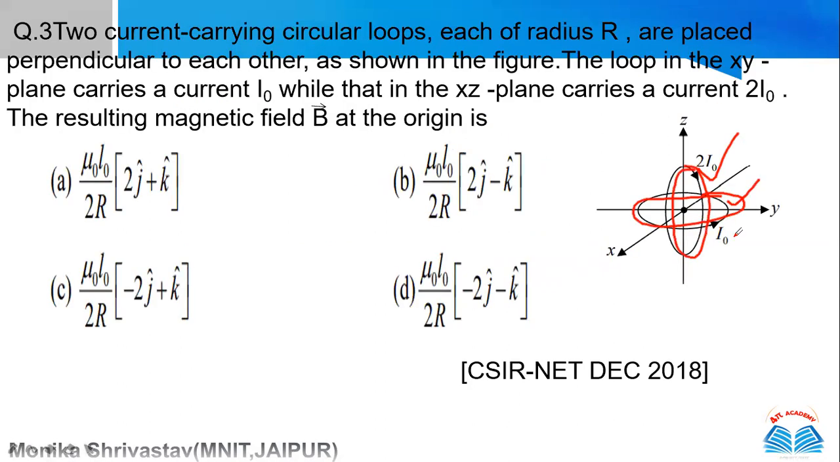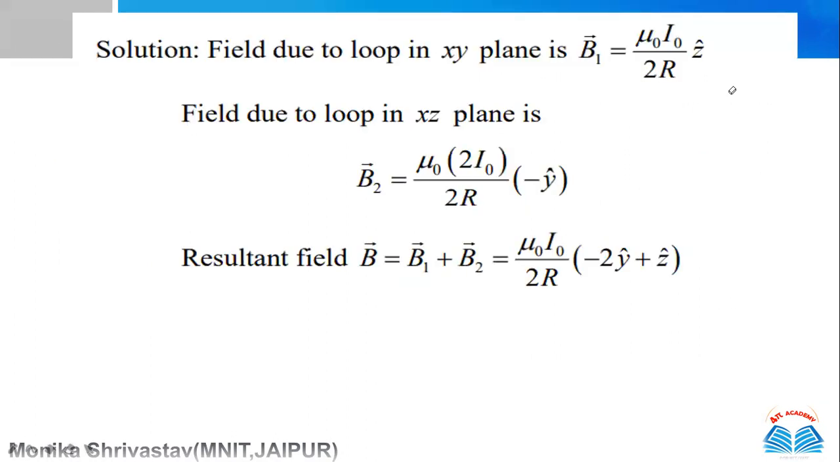How can you calculate the direction? How will you do it? Right hand thumb rule. Yes, right hand thumb rule. So you will use the right hand thumb rule, and you can easily calculate the direction of the magnetic field for this loop and for this second loop. That is why the first is in the z cap direction, and the second one is in the minus y cap direction.